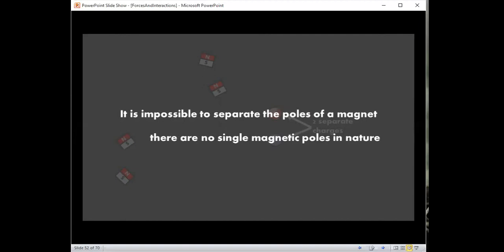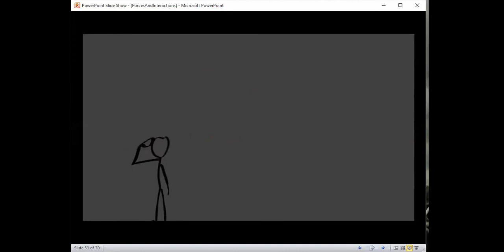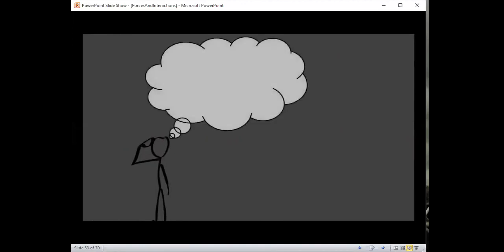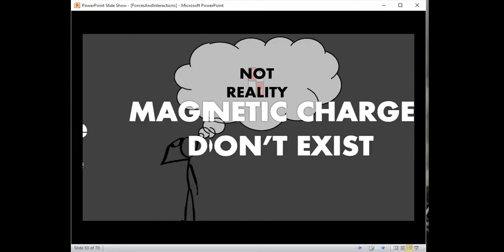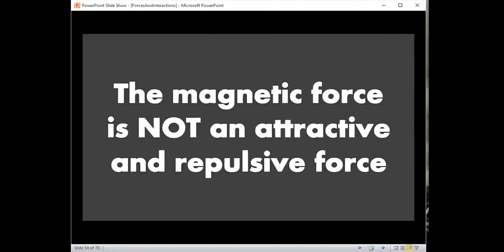And this presents a lot of problems when we try to explain what the magnetic force is. So one could be thinking, well, perhaps there are magnetic charges. There's a north charge and there's a south charge, and they interact with each other in a very similar way, like a positive and a negative charge. And this explains why magnets come together. But the problem is this is not reality, because magnetic charges don't exist. And because we can't have magnetic charges, we're forced to conclude the magnetic force is not an attractive and repulsive force.